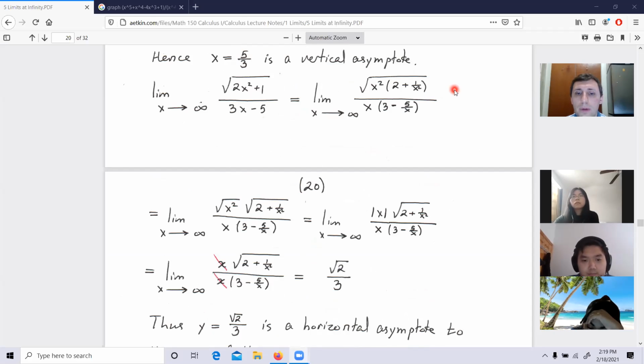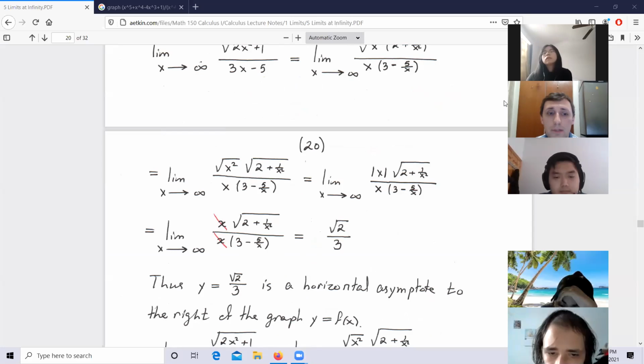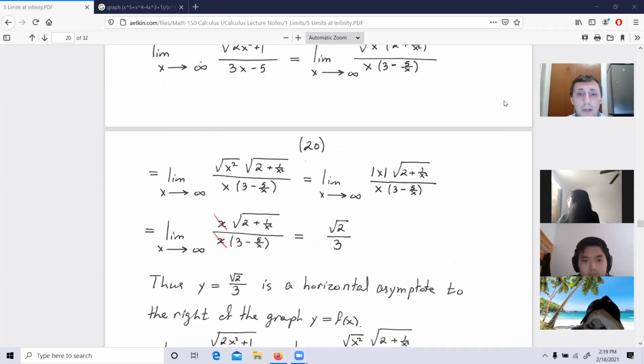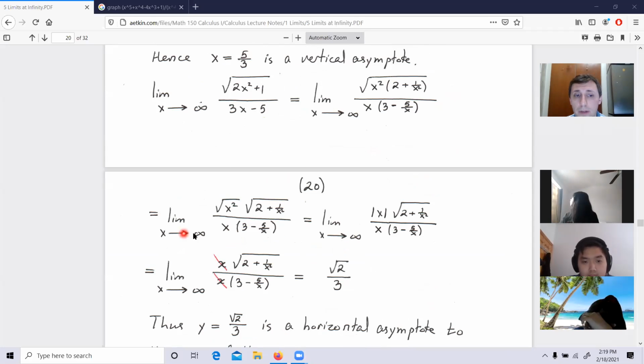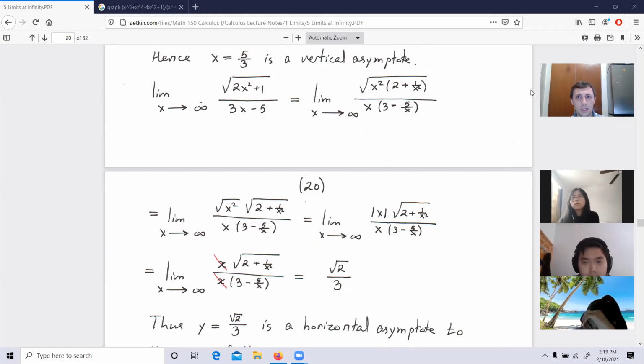So let's go back to the calculation. Do you see what happens here? So first, I want to know what happens if I go to root 2 over 3. If I go to the right, you understand when I say x going to infinity? It's like I'm looking at the right side of the graph. Let's see if I can even graph it.